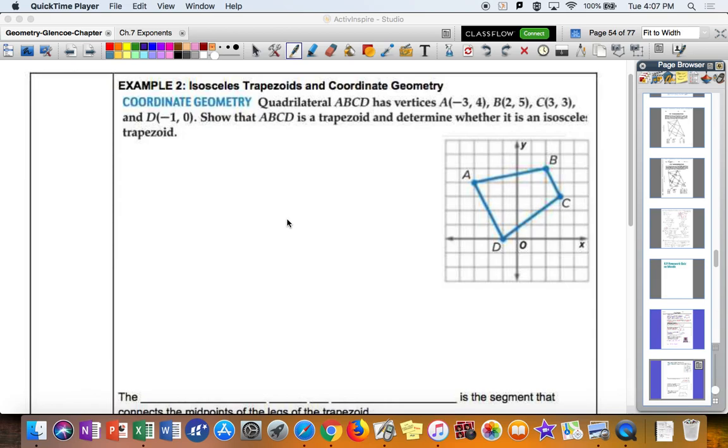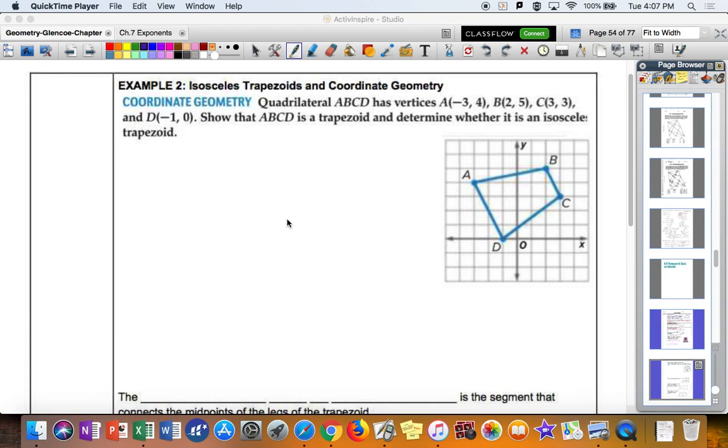All right, now that we talked about some of the theorems related to trapezoids, whether isosceles or regular trapezoids, we're going to apply some of our coordinate geometry formulas that we've used throughout the unit and our work in geometry previously in other units, and prove if this is a trapezoid or isosceles trapezoid. So we have a quadrilateral ABCD with the given vertices, show that it is a trapezoid, and determine whether it is isosceles. So let's see.